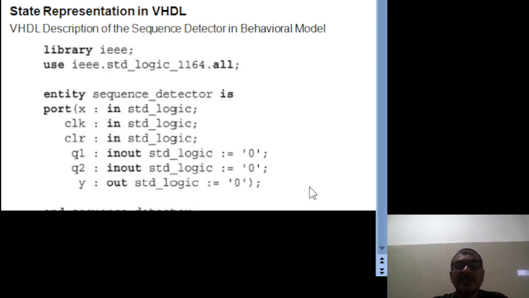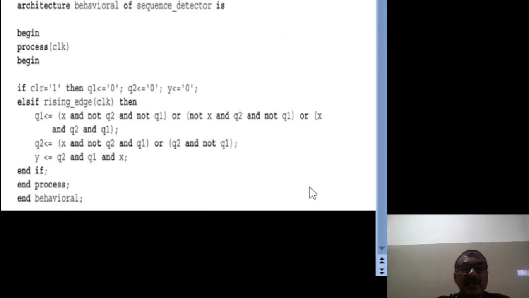After that we have to write the architecture body, but here the architecture body can be represented in two different ways. In the first case I just used the state equations, whereas in the second case I followed the state table. Whatever it may be, the architecture starts with the word architecture, followed by the architecture name, that is behavioral, of the entity name. The entity name given in the previous slide is sequence detector. Sequence detector is.